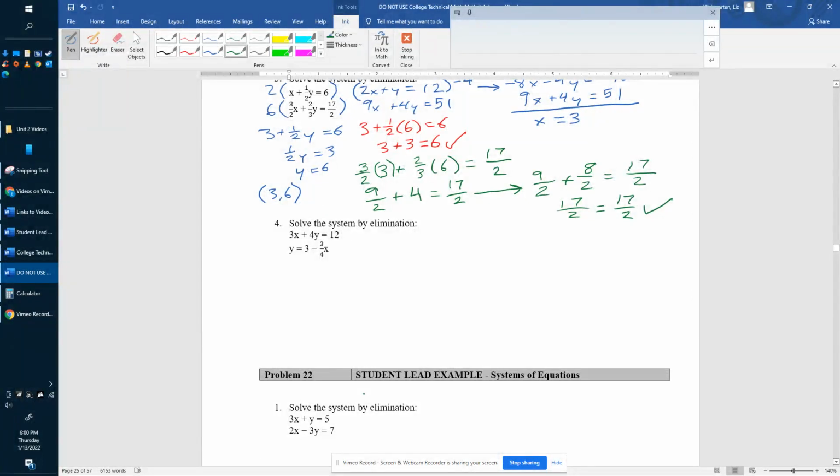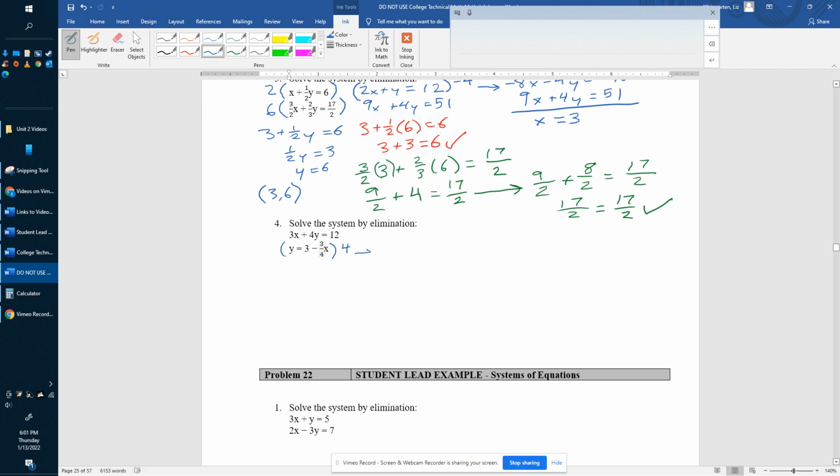All right, let's look at this last one. This last one is actually set up for us really well for substitution. So that's the way I would go with this one. But let's try doing elimination, just because this is the elimination section and that is what we are supposed to be doing. Again, I want to get rid of this fraction. So I am going to multiply everything by 4.